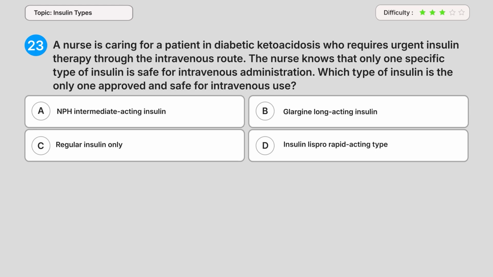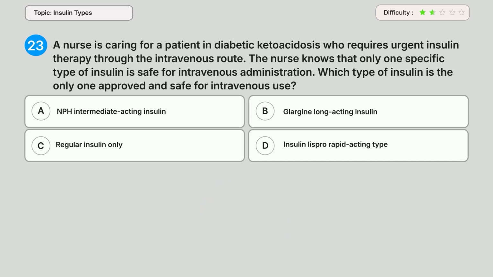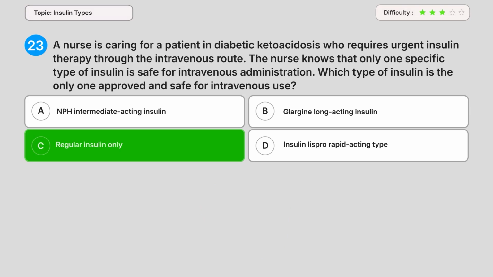A. NPH intermediate-acting insulin. B. Glargine long-acting insulin. C. Regular insulin only. D. Insulin Lispro rapid-acting type. Can you guess the answer? Correct answer, C. Regular insulin only.